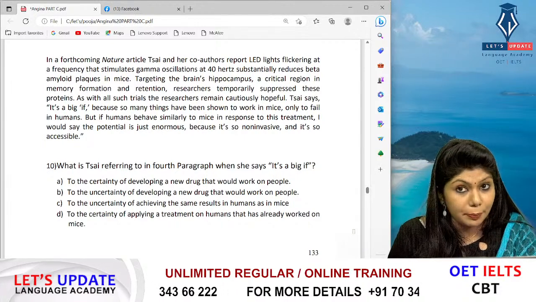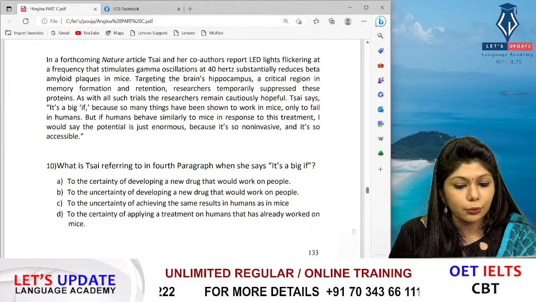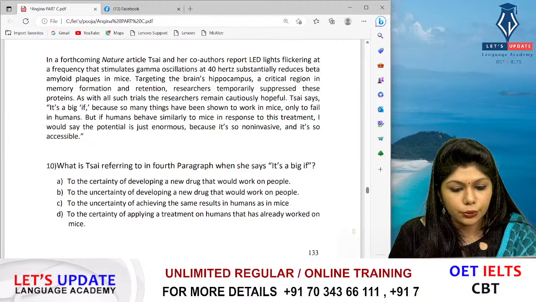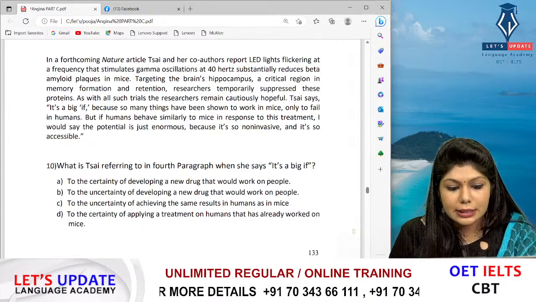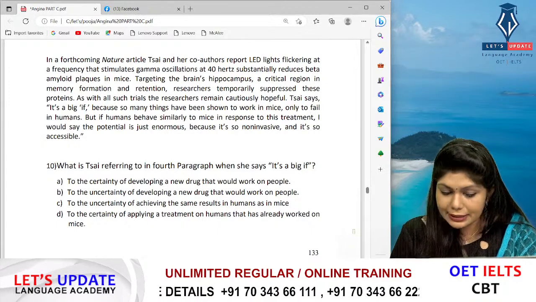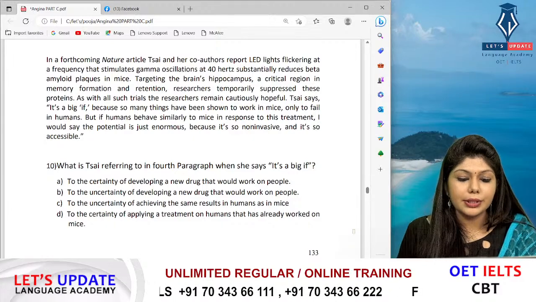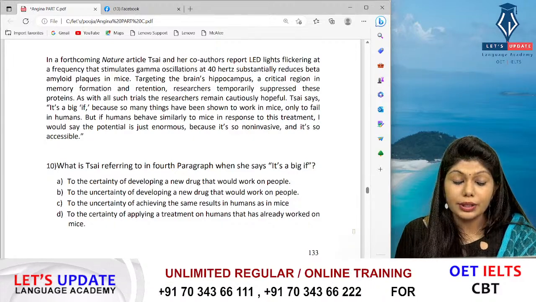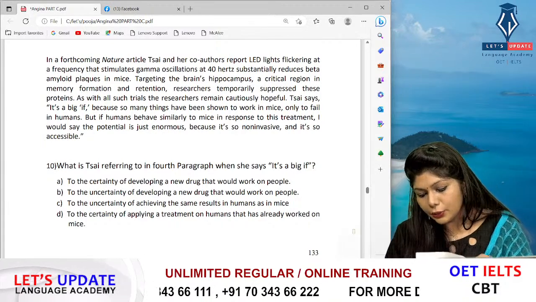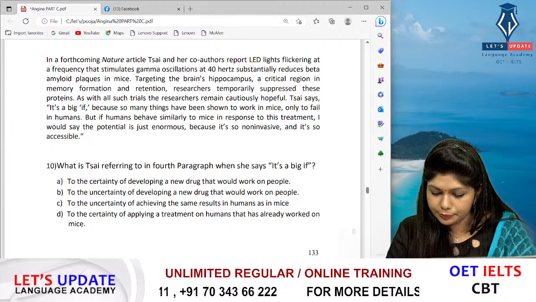when she says it's a big if. The options are: A, the certainty of developing a new drug that would work on people; B, the uncertainty of developing a new drug that would work on people; C, the uncertainty of achieving the same results in humans as in mice; and D, the certainty of applying a treatment on humans that has already worked on mice. Okay, so what do you think the answer is? You can put in your choice of answers in the comment section on Facebook.